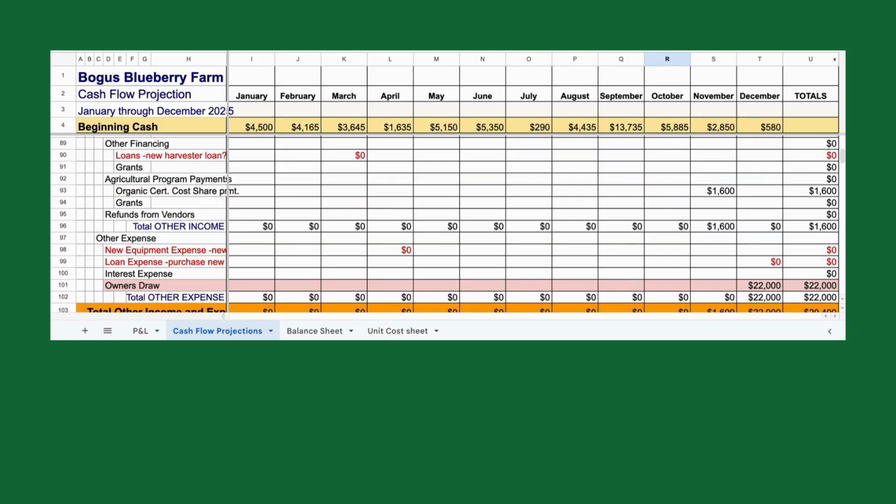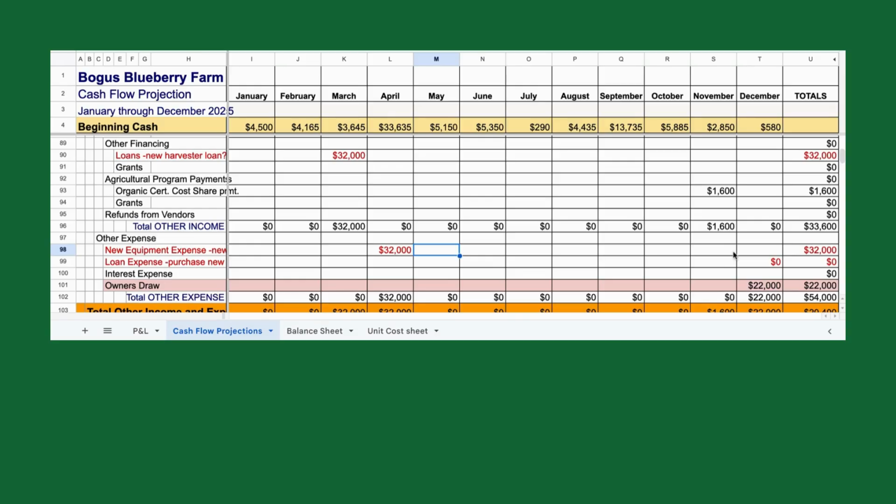And the type of harvester they want costs $32,000. It's a mechanical harvester which allows one operator to harvest berries much faster, more efficiently than hand raking or other types of harvesting. So they get the loan in March here, and then they spend the money. They buy the harvester in April here. Now that's just money in and money out, but we then need to account for the loan expense.